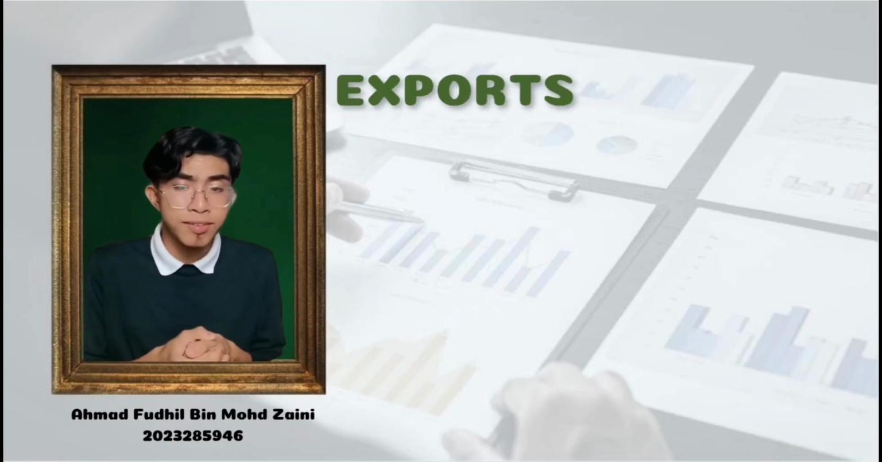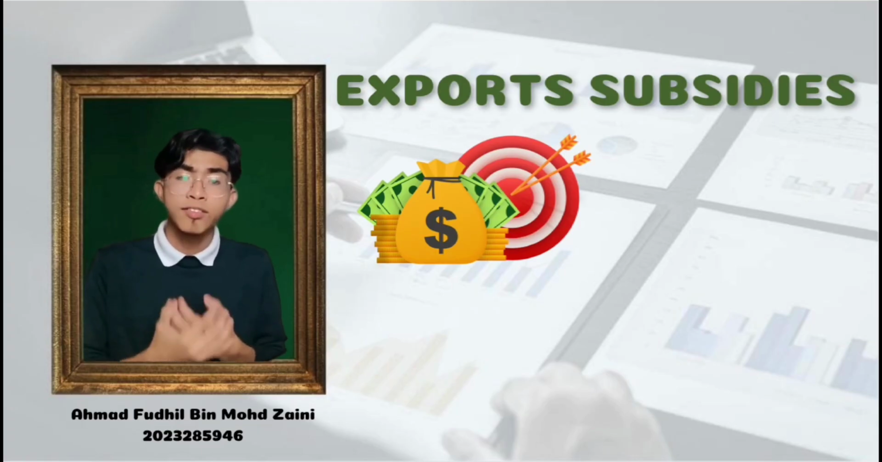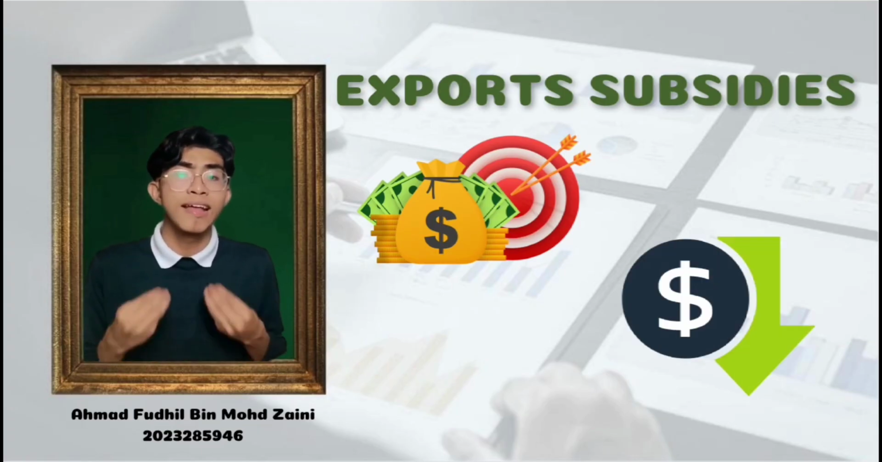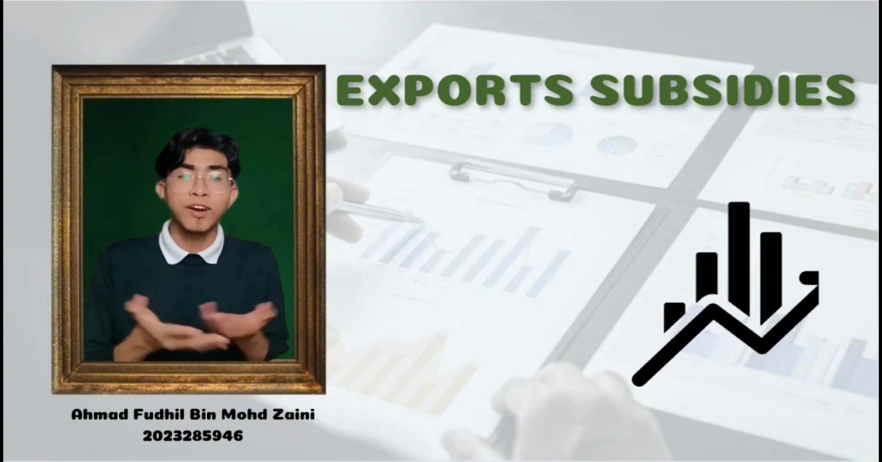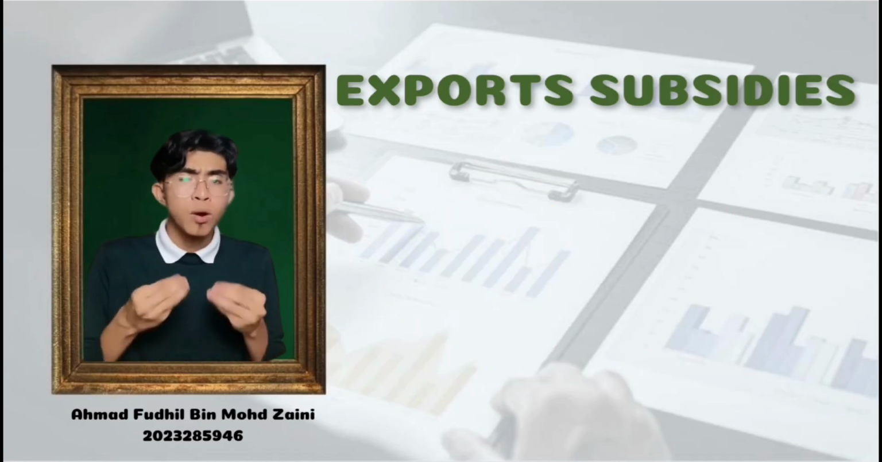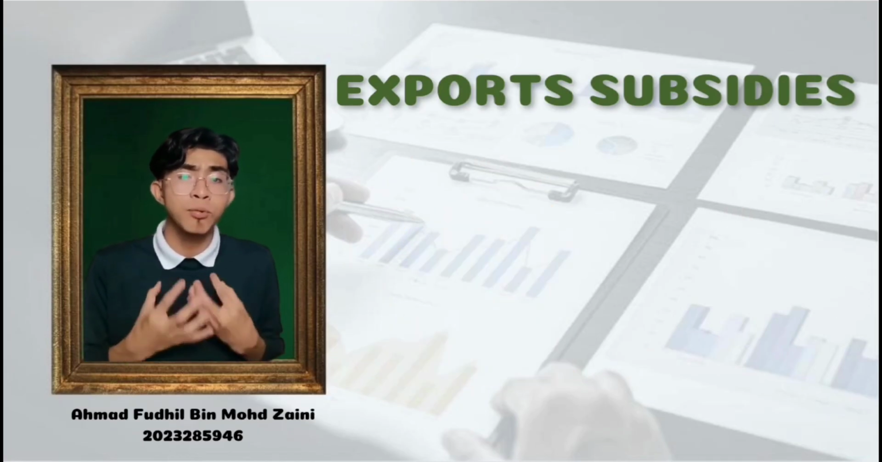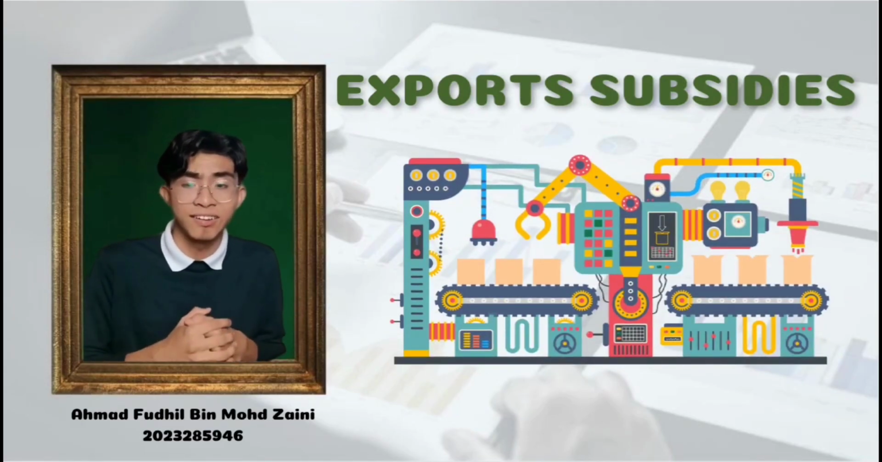Another important non-tariff barrier is export subsidies. Governments provide financial incentives to domestic producers so they can sell their goods at lower prices in the global market. For example, subsidies to rice farmers enable them to export rice competitively. However, while subsidies may benefit a country's exporters, they can distort global trade and harm manufacturers in other nations.